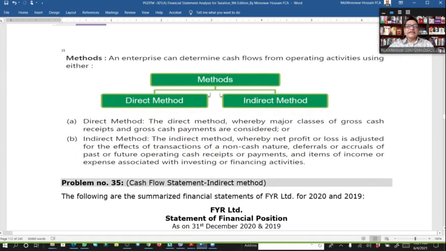So that cash flow we can calculate in two methods. One is the direct method, another is the indirect method. Basically, that method is applicable only for the operating activities. For the other two activities, that means our investing and financing, there is no such method, all are the same, but the direct or indirect method is applicable only within the operating activities.